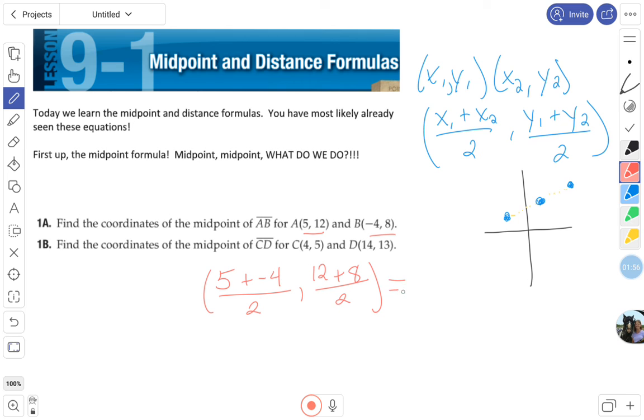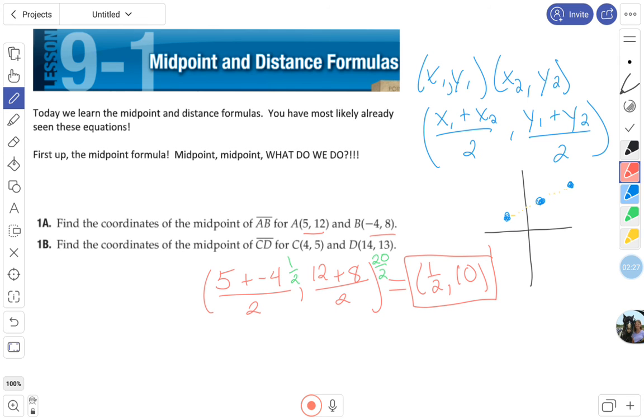5 plus -4 is what? 1? So that's going to be 1 over 2. 1 over 2 does not simplify, so that's just going to be 1/2. Let's see, 12 plus 8 is 20, so I should have 20 divided by 2. 20 divided by 2 is 10. That's my answer. And that's seriously all we're doing today.